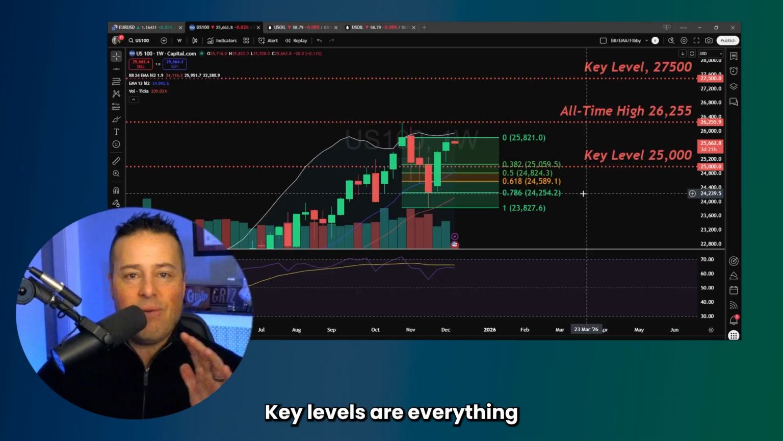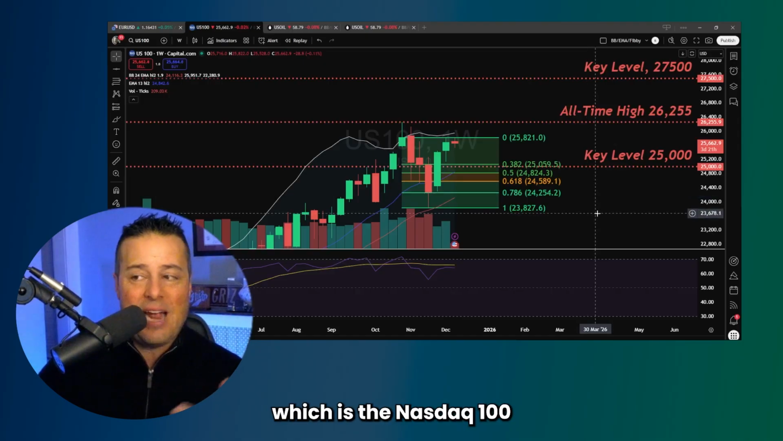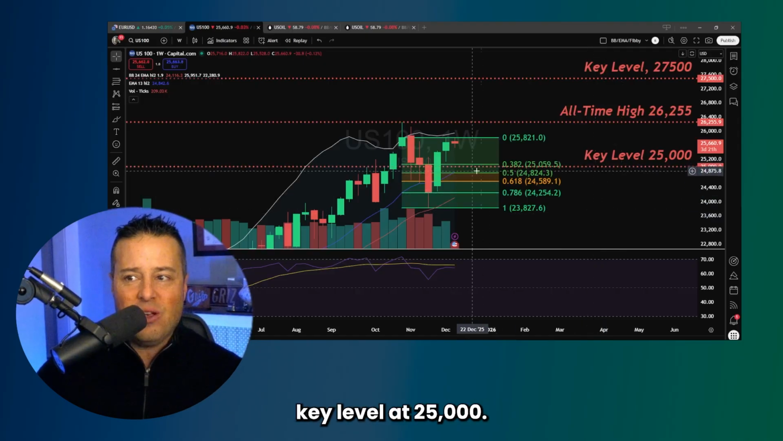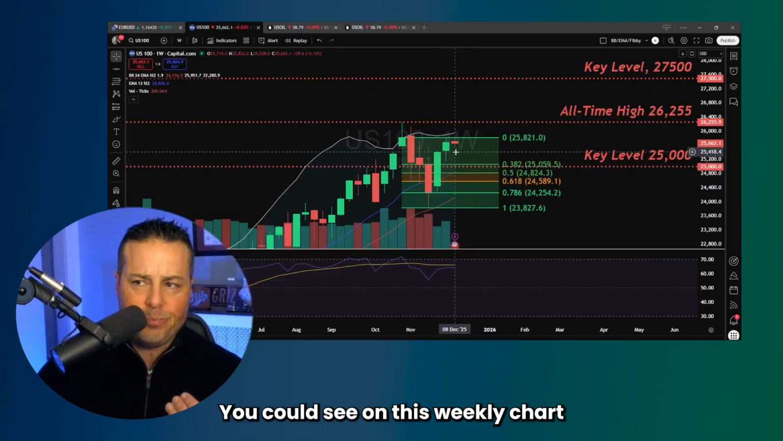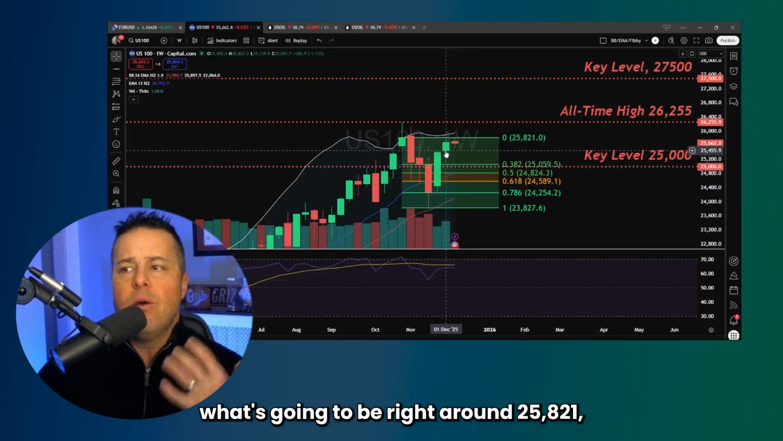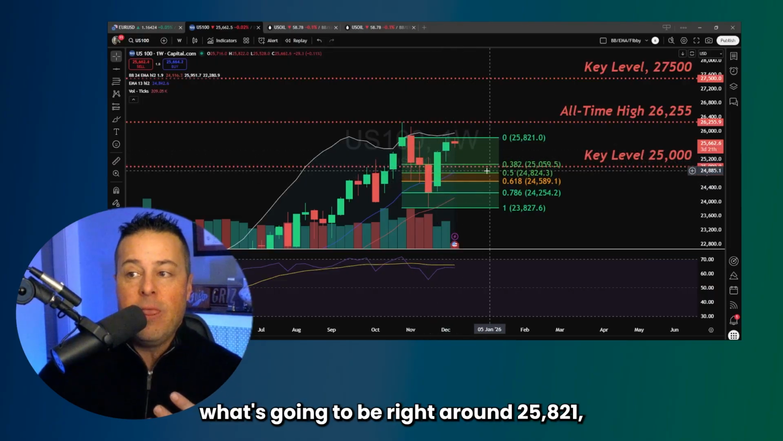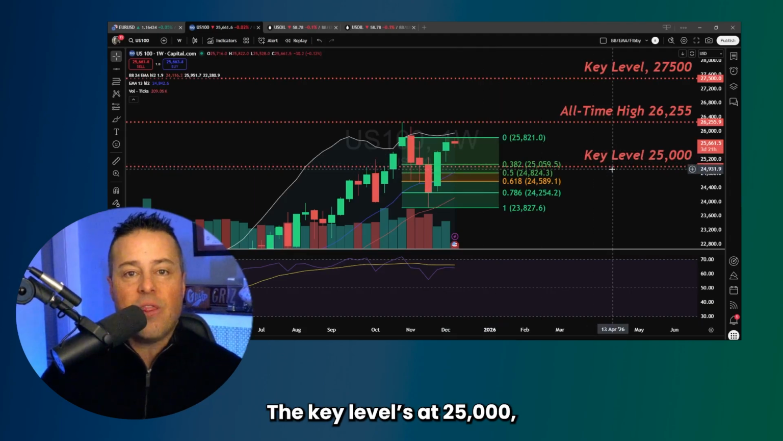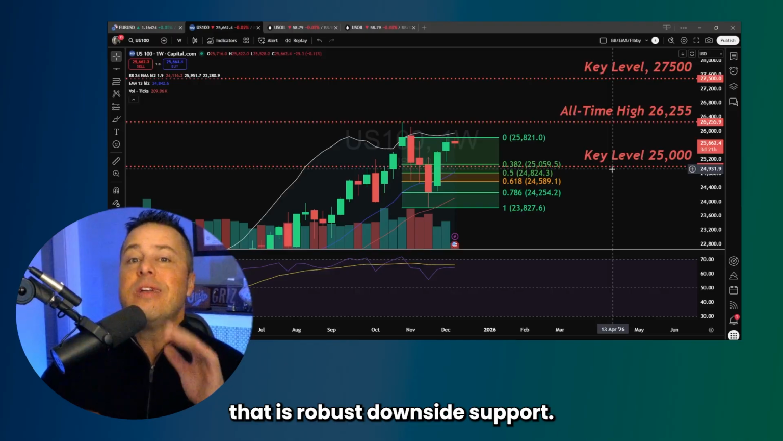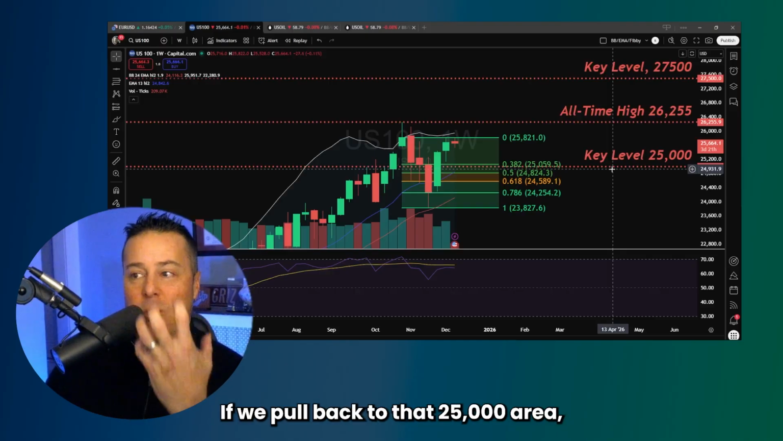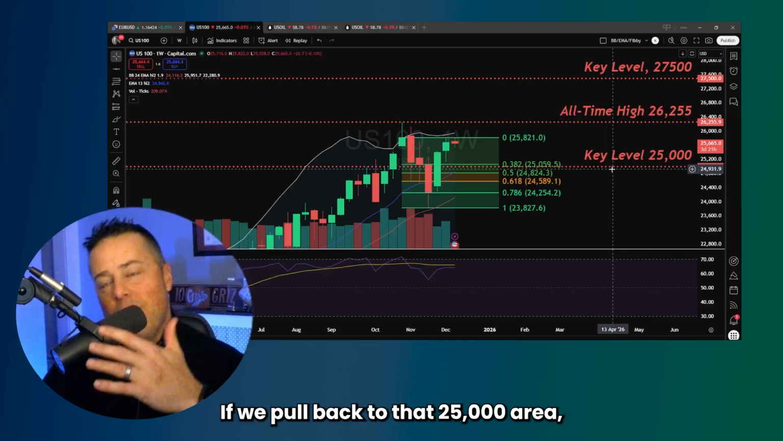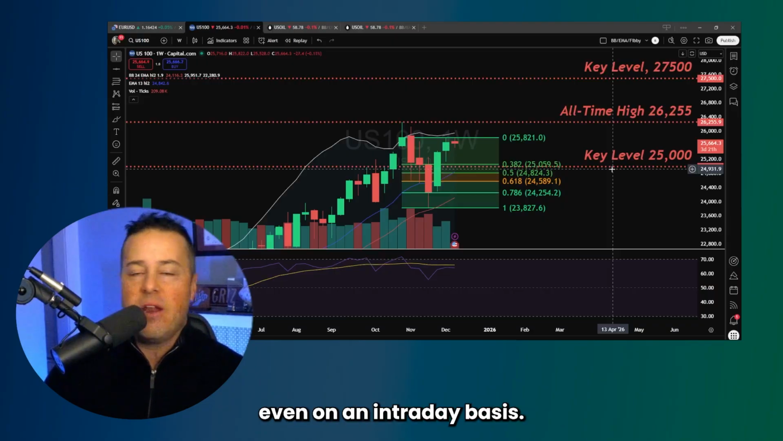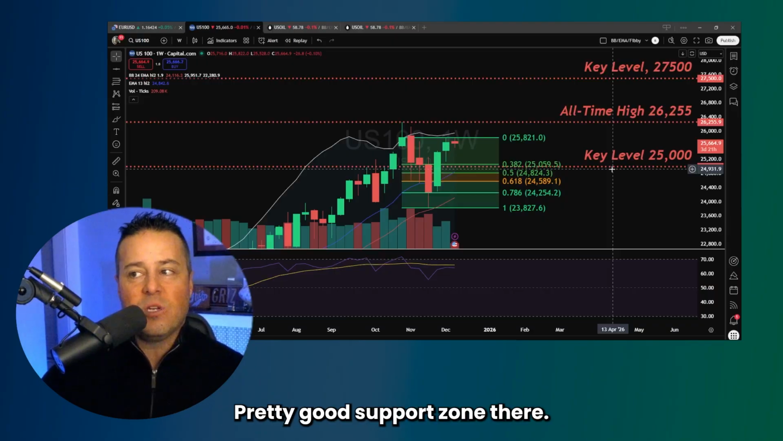Key levels are everything right now for the US100, which is the NASDAQ 100. Key level at 25,000. You can see on this weekly chart from our current swing high, which is going to be right up around 25,821, the 38% is right around 25,000. The key level is 25,000. That is robust downside support. You're definitely going to want to have an eye on that. If we pull back to that 25,000 area, maybe potentially a nice bid there, even on an intraday basis. Pretty good support zone there.